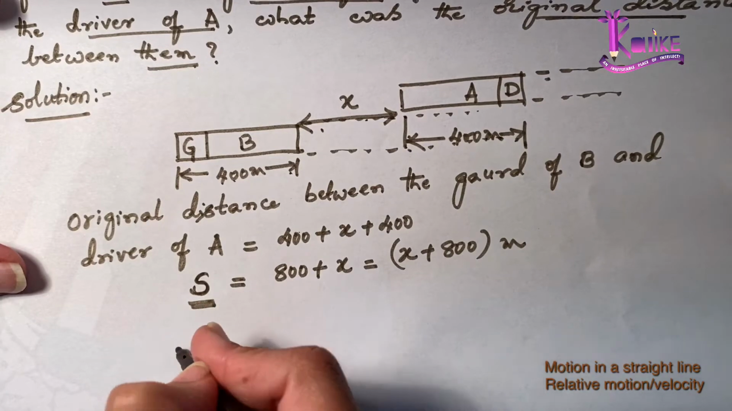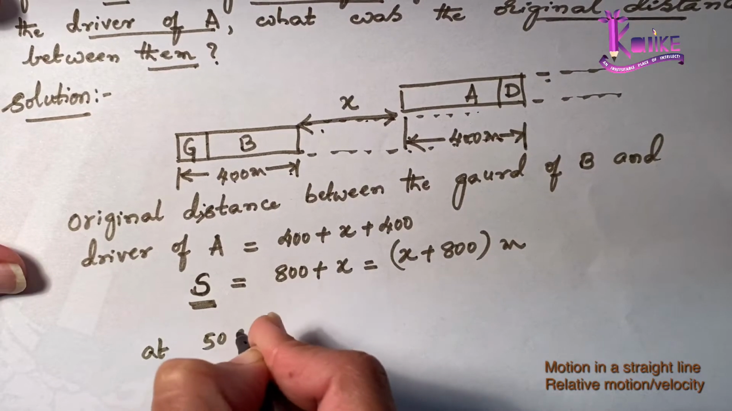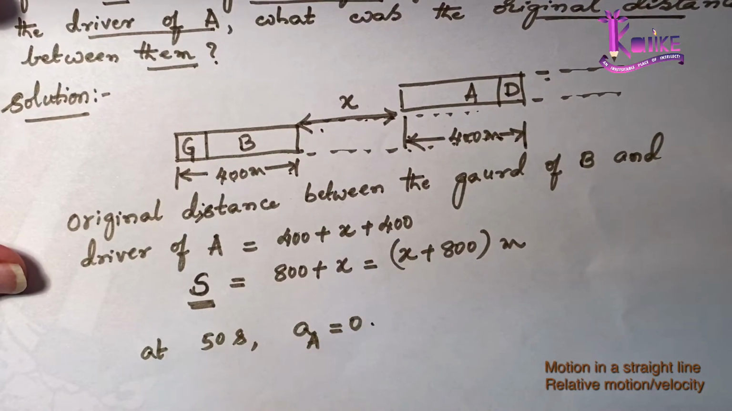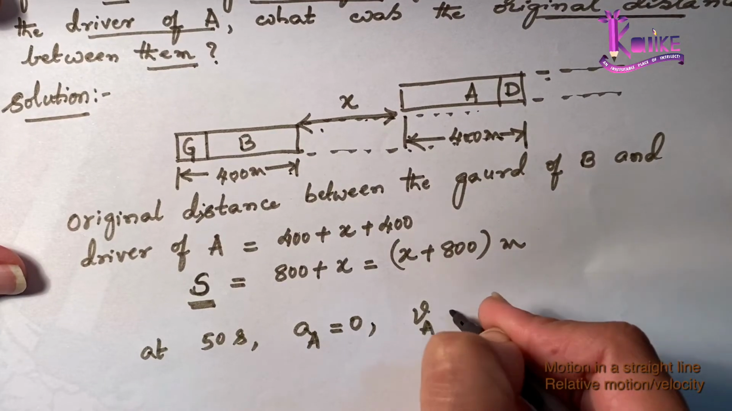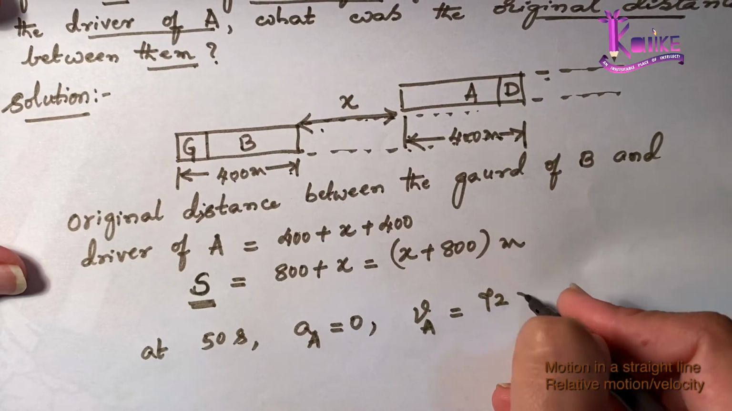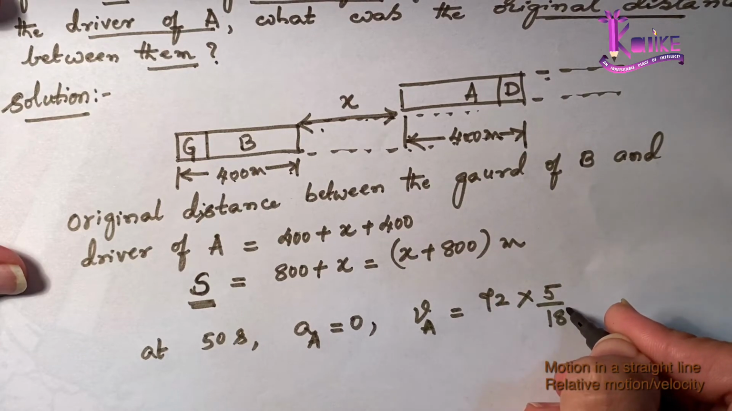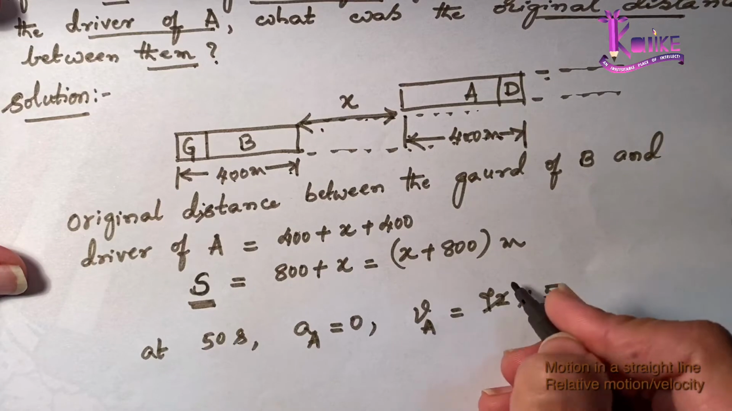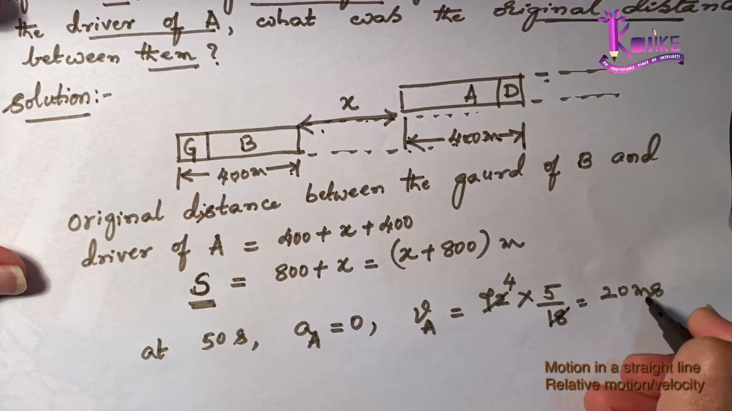So we know at 50 seconds the acceleration for train A is 0, right? The velocity of train A is 72 km/h. So I convert that to meter per second by multiplying it by 5 by 18. So it is 5 ones are 18 ones are 18 fours are will be 20 meter per second.